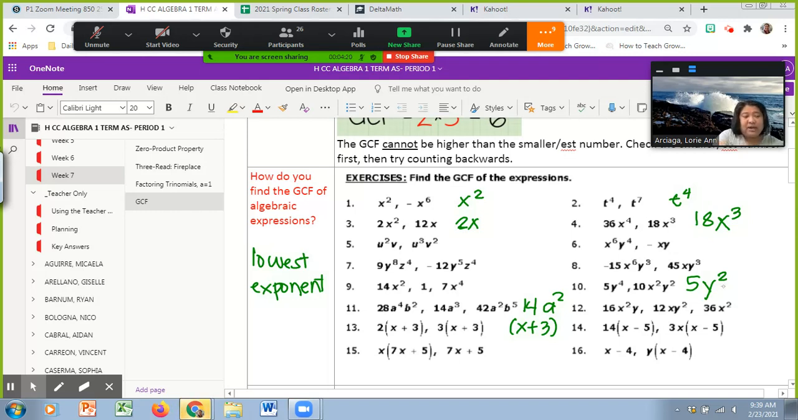Okay, so with that as an example, what's the answer to number 14? So 14 and 3x, I don't think they have anything, right? Yeah, it's just 1 again. But look at the binomial that they have, x minus 5. So yes, that's the answer, x minus 5.